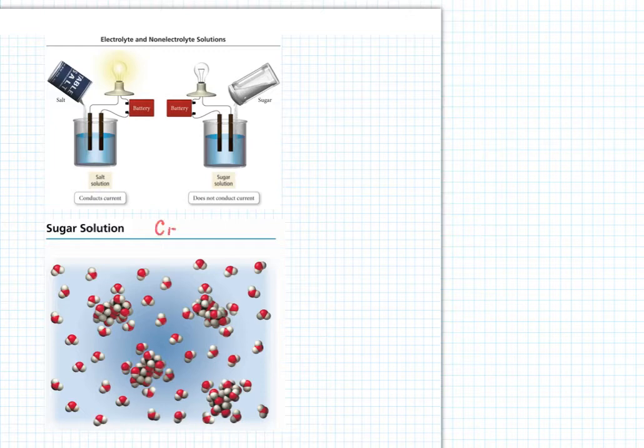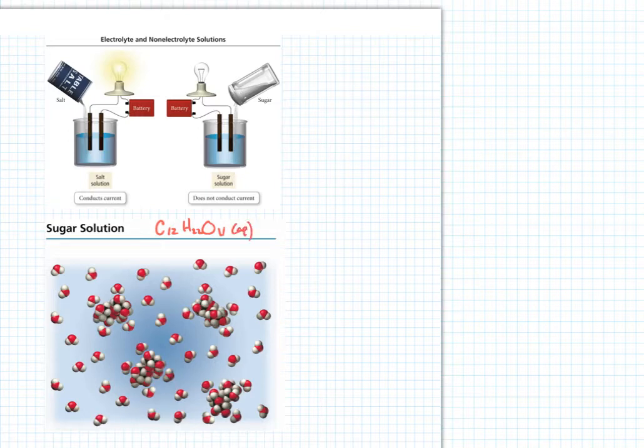So sugar is C12H22O11. That's sucrose, common table sugar. Now you notice that's a molecular compound. It's not an ionic compound. And here's a picture of a sugar molecule. And because it's not an ionic molecule, it does dissolve. Okay, so you could put an aqueous next to this.